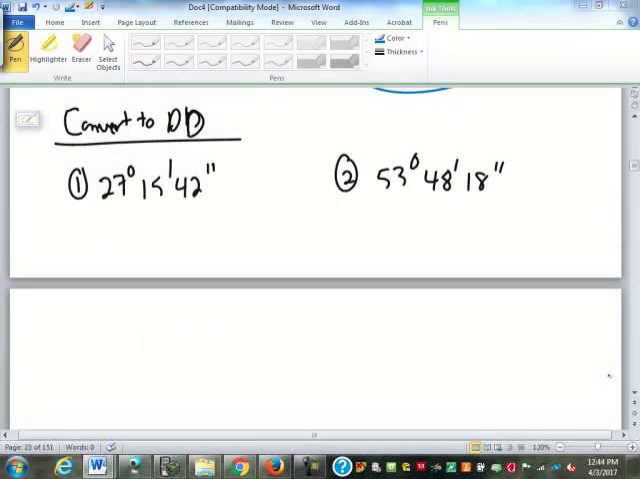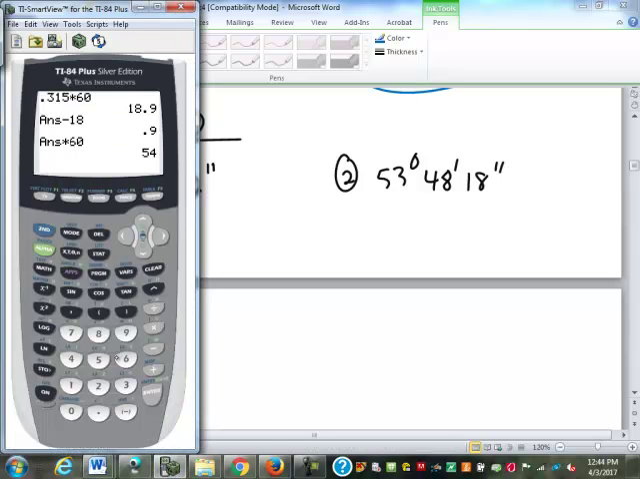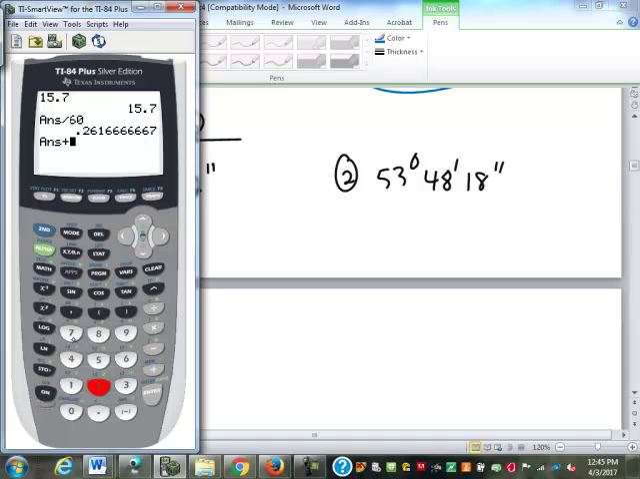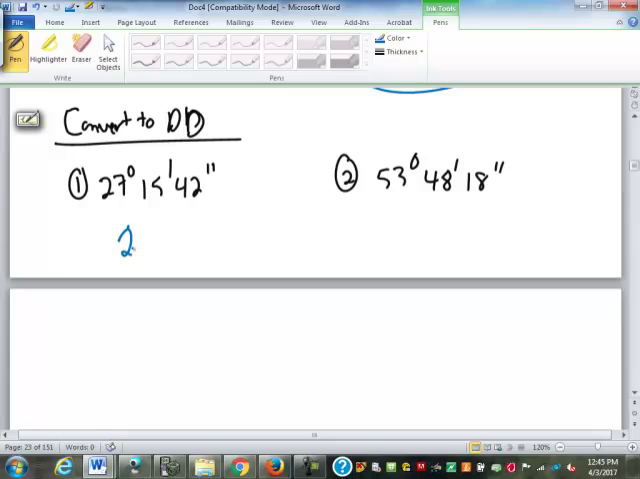So we're going to go the opposite way. We start out with the 42 here. And we divide by 60 to get the 0.7. Then we're going to add the 15 minutes. So we're at 15.7. Now we're going to divide that by 60 to make it degrees. We'll add the 27 to that, which gives us 27.2617 degrees.